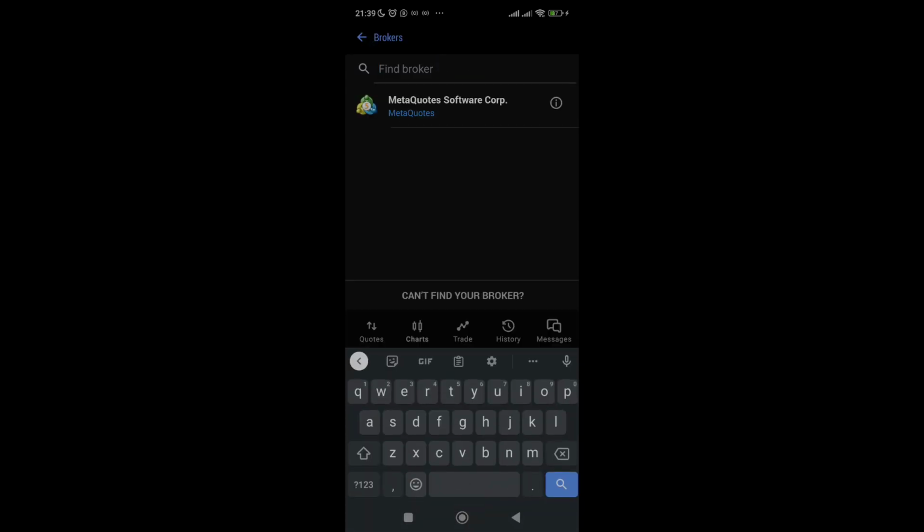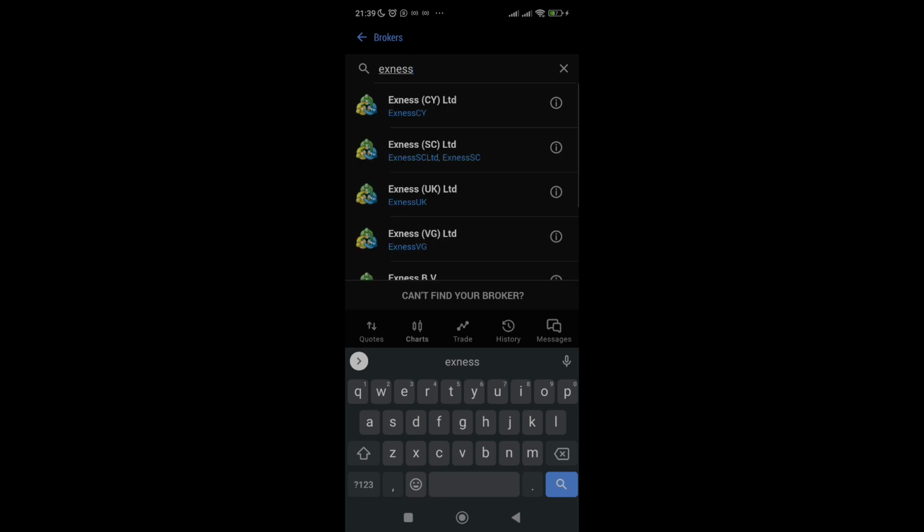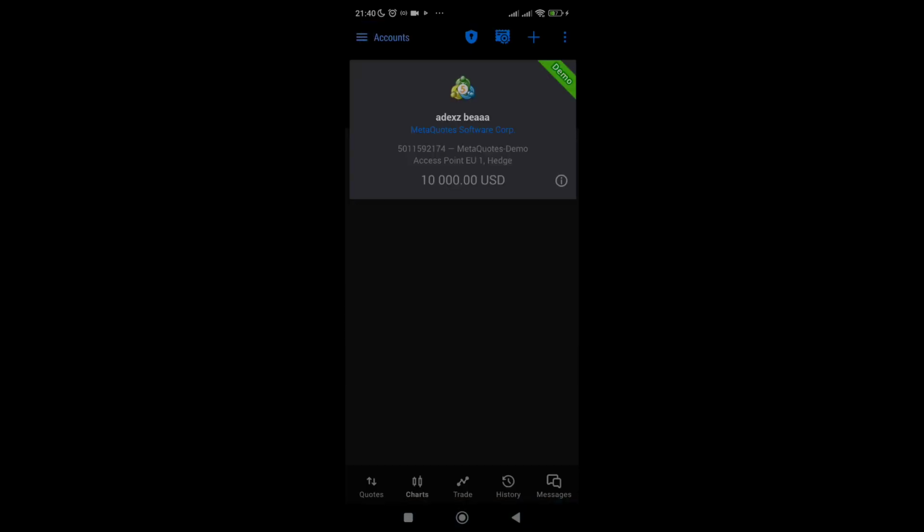If you are using another broker, let's say you are using Exness, you can search for Exness. It's going to bring it out, then you can tap on it, and Exness would have given you your login, then you can use it to log into this MetaTrader. That's how to do it.